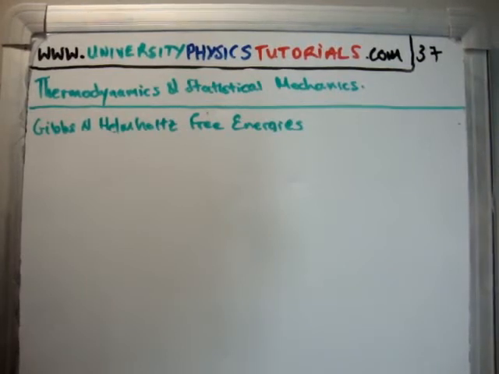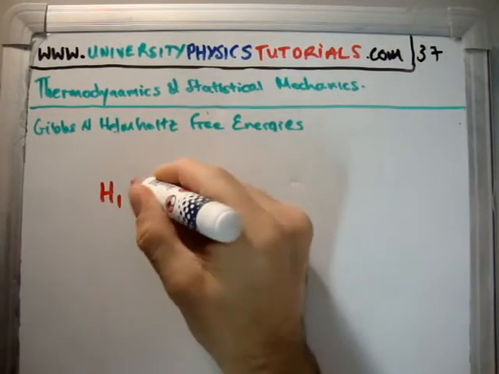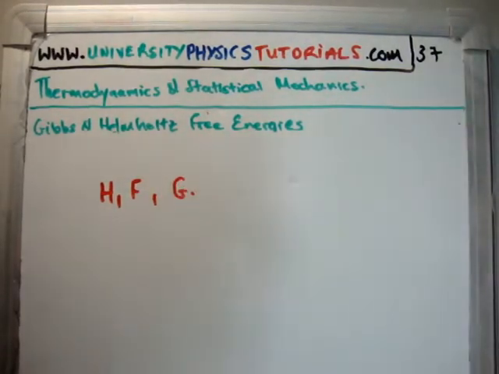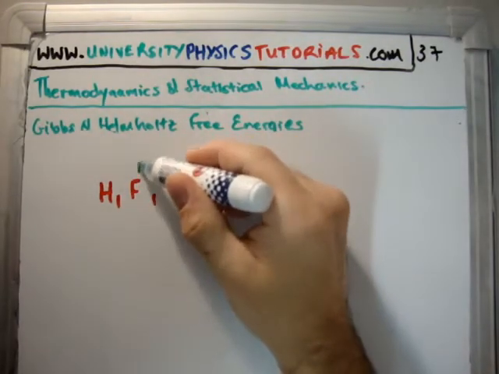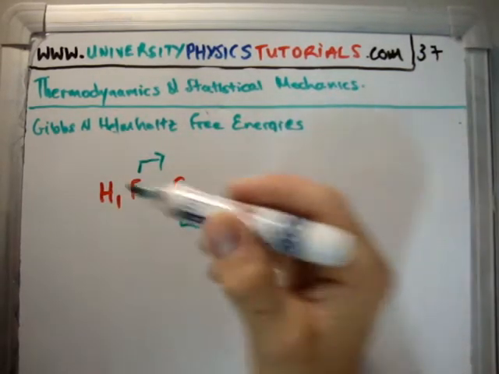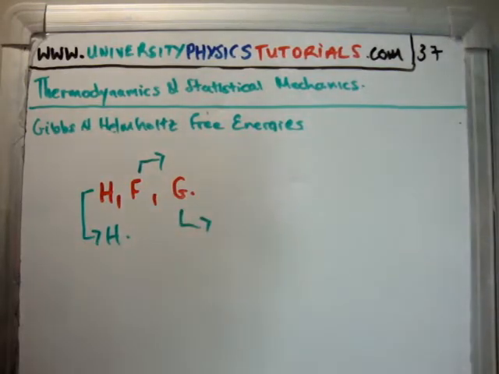So in order to make a system, we must input either the enthalpy, H, the Helmholtz free energy, F, or the Gibbs free energy, G. Conversely, if you want to use our system in order to do work, we destroy it and get out F, or we destroy it and get out G, or we destroy it and get out H. So that's why we say it's the energy available for work.